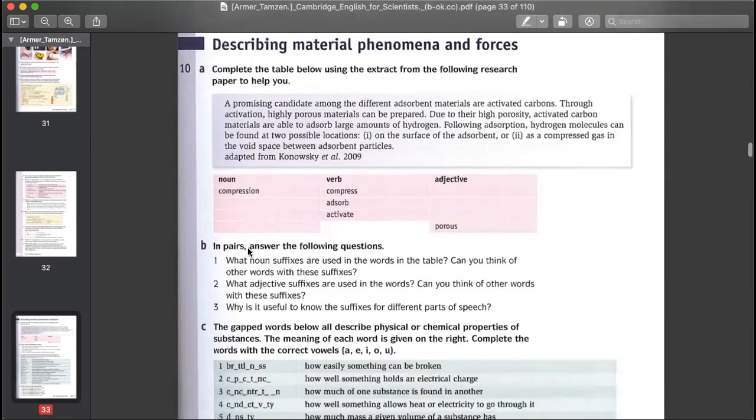Here, in pairs, answer the following questions. What noun suffixes are used in the words in the table? Can you think of other words? When you finish, for example, here we have this noun, a suffix. ION or SION we call a suffix. The suffix is the component, the small group of three or four letters at the end of the word. It is what gives me the noun form at the end of the word.